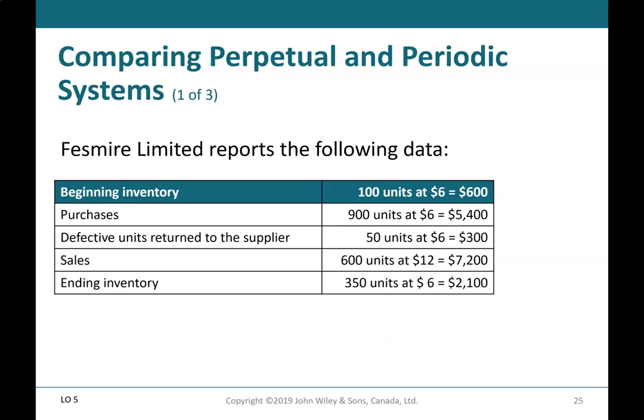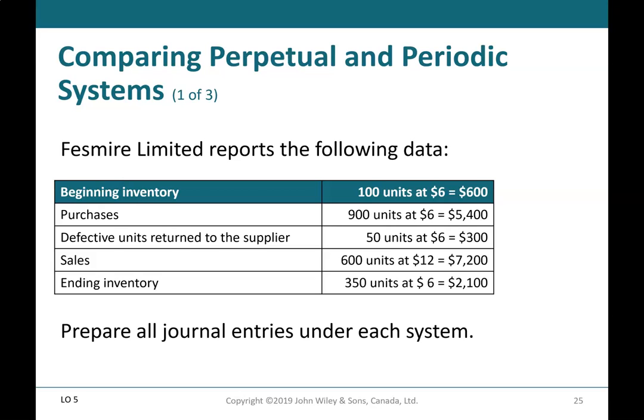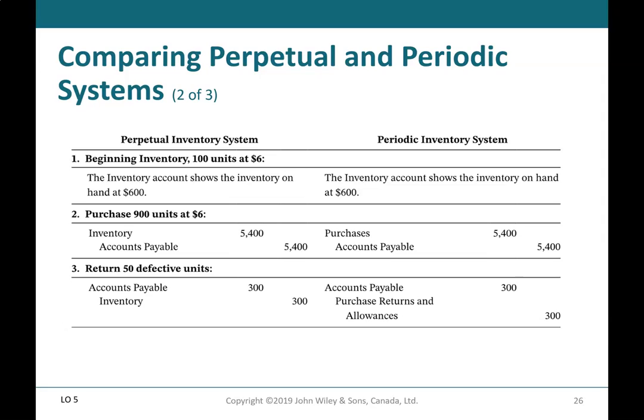Comparing perpetual and periodic systems, 1 of 3. Fesmeyer Limited reports the following data. Beginning inventory, 100 units at $6. Purchases, 900 units at $6. Defective units returned to the supplier, 50 units at $6. Sales, 600 units at $12. And ending inventory, 350 units at $6. Prepare all journal entries under each system.